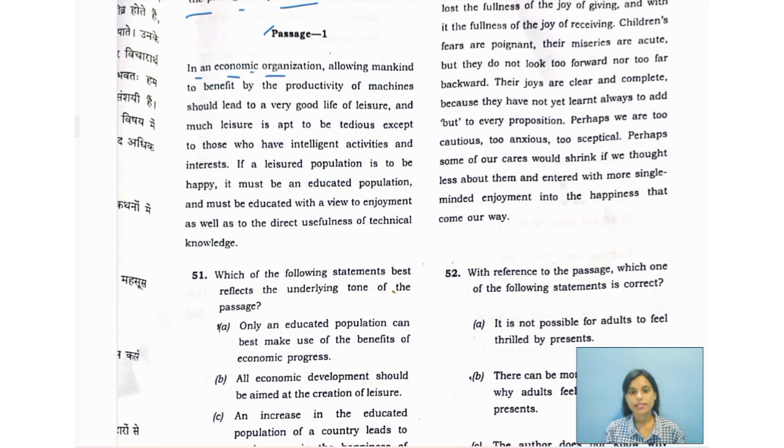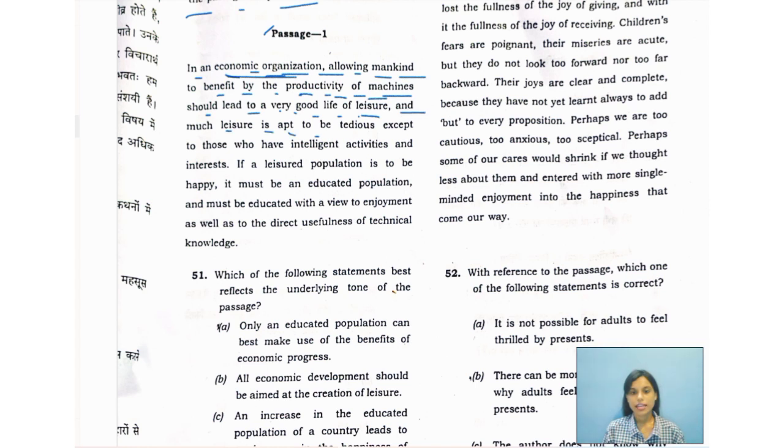Now, passage 1 says, in an economic organization, allowing mankind to benefit by the productivity of machines should lead to a very good life of leisure. Okay, so they're talking about an economic organization where mankind takes the benefit of the productivity of machines, because nowadays mostly work is done by machines. Hardly do people have to do anything. All the work is being done by machines. Only initially people have to switch it on, they have to just tidy the machine, that's it. Otherwise most of the things are being done by machines only.